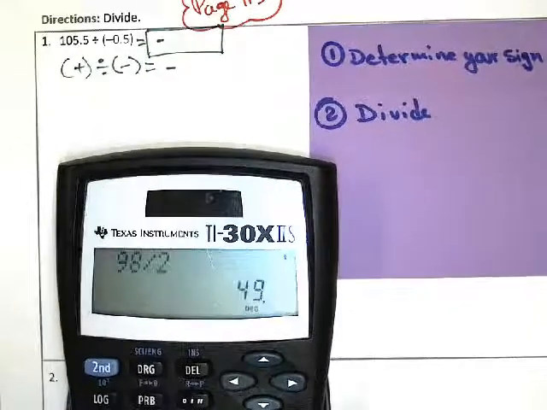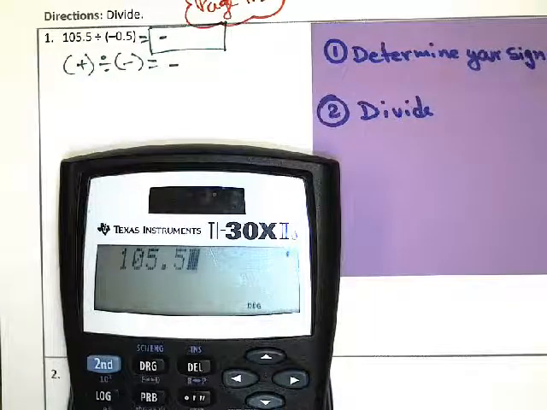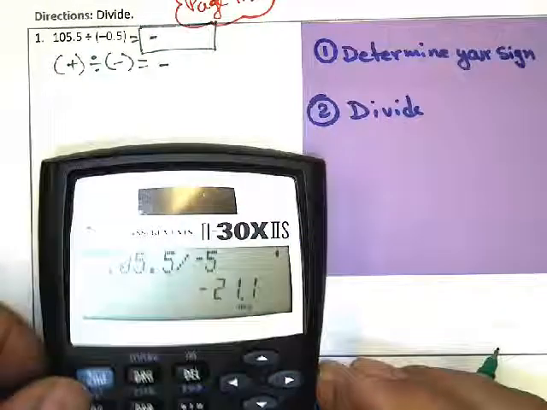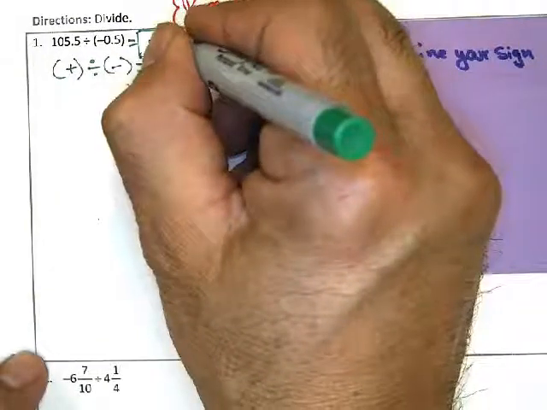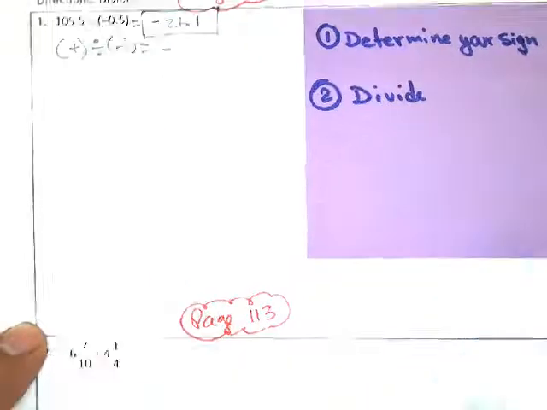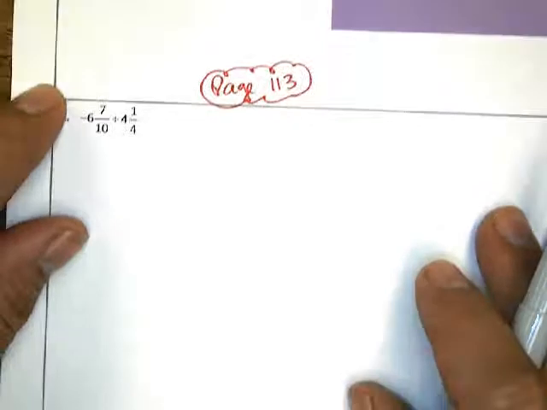So I have 105.5, and I'm going to divide it by, I already know that my answer is negative, but I have a negative 5 here, so my answer is going to be negative 21.1. So negative 21.1. Okay, so now I'm going to problem number 2.